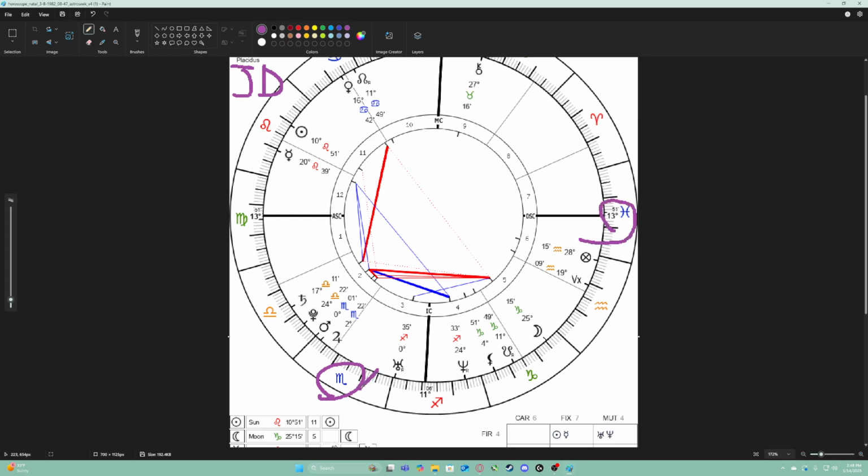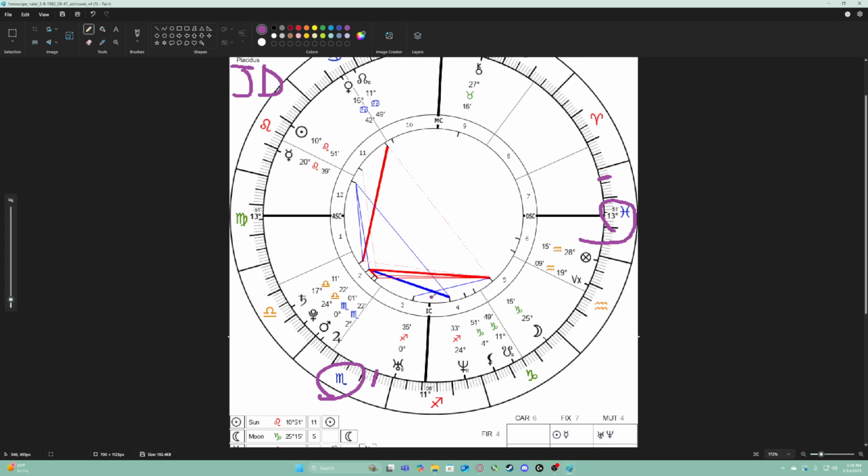So let's say you have some sort of placement. That was a terrible line. Let's say you have some sort of placement here, and then you go into another water sign like Pisces, and you have a placement here. These two placements will be trining each other, right?